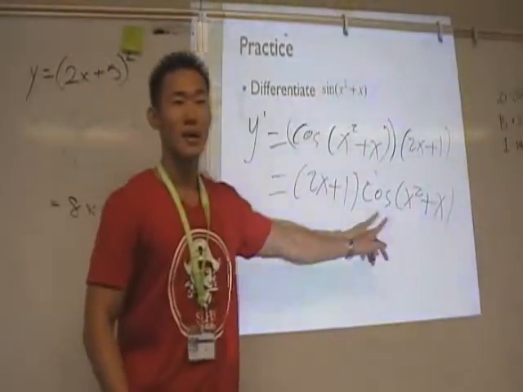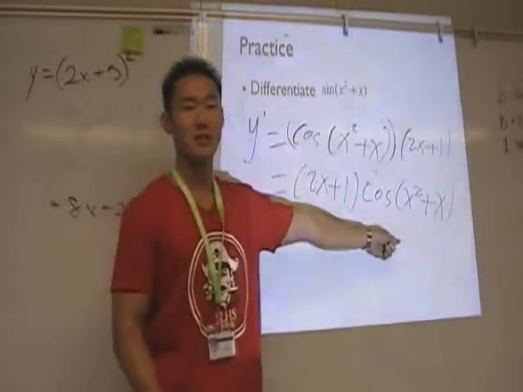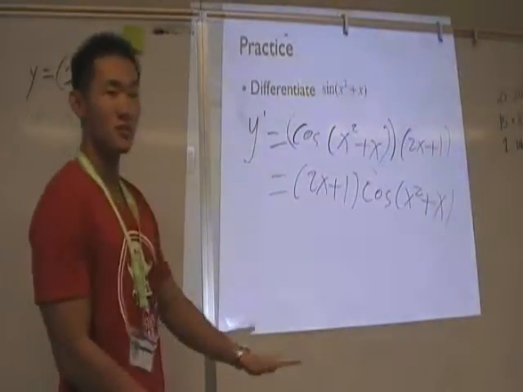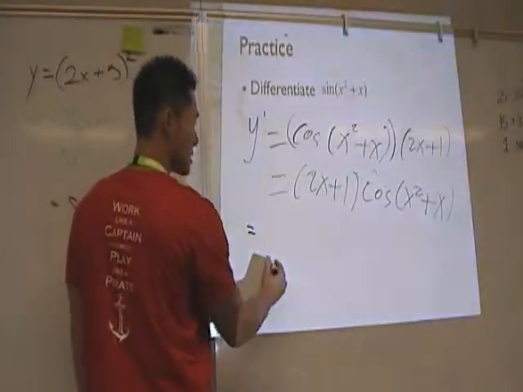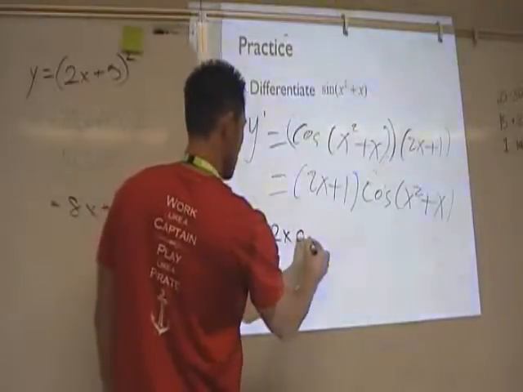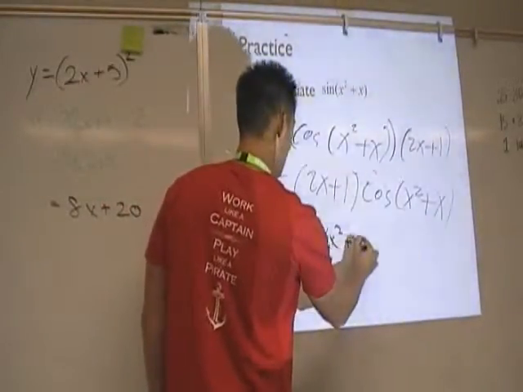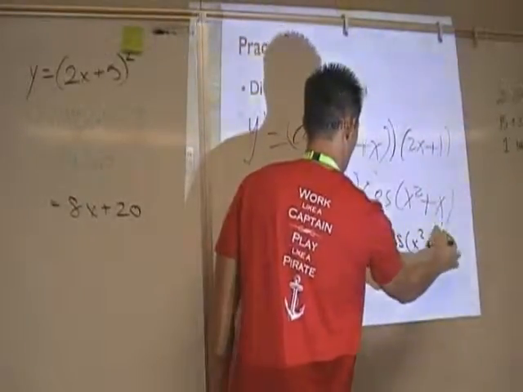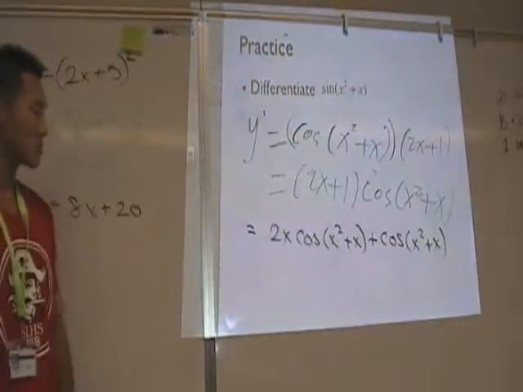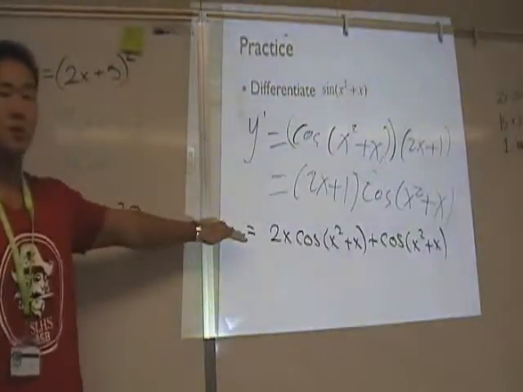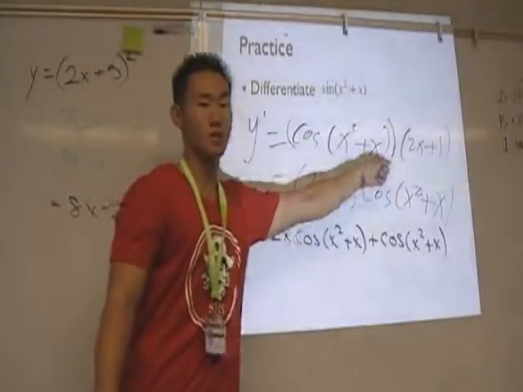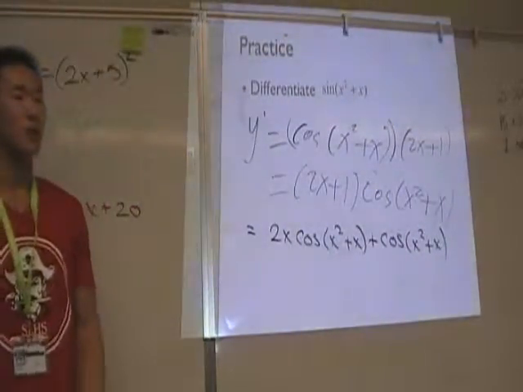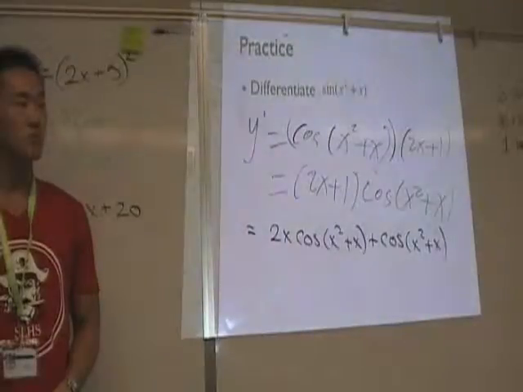Now, luckily, he rewrote it like this. This is obvious. Now you can distribute it. You don't need to. This is okay. If you want to distribute it, it would be 2x cosine of x squared plus x, plus cosine of x squared plus x. So these two answers are okay. This answer, if you have parentheses here, is also okay. If you don't have parentheses here, that is not okay. Any questions there with the different possible answers? Got it?